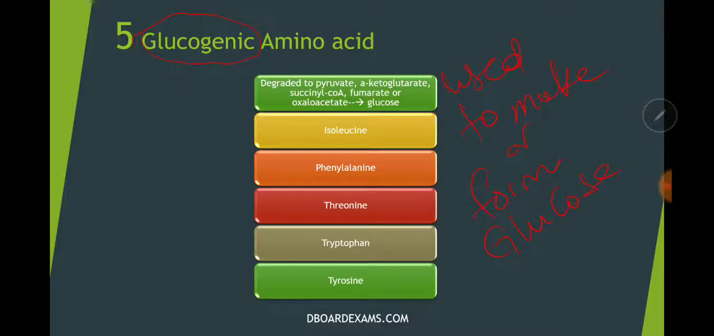We have 5 glucogenic amino acids. They can be used to synthesize glucose. And we have isoleucine, phenylalanine, threonine, tryptophan, and tyrosine.